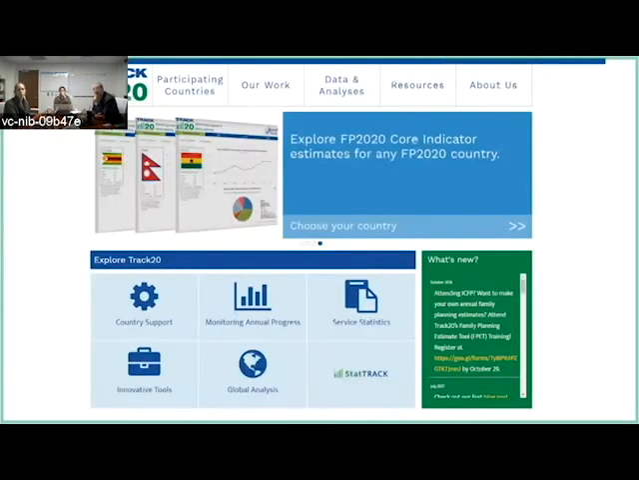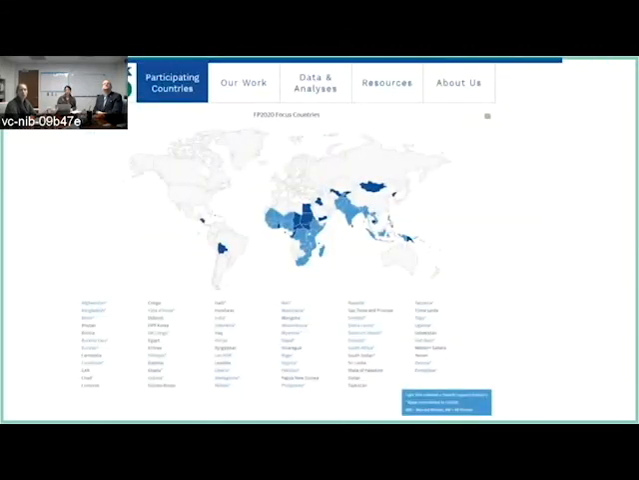So going into Track 20, this is part of Family Planning 2020 project. But it goes more into the actual data analysis portion of it, the monitoring and the statistics. This is the first page of it. I went into this section on data and analyses. And then from here, I chose the particular country I wanted to look at. I wanted to look at Ghana.